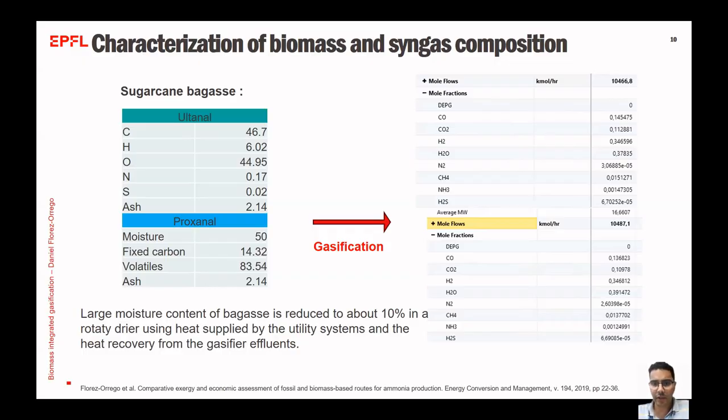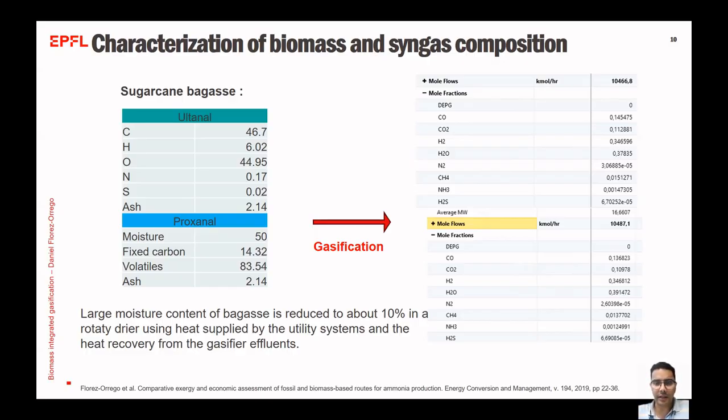In the case of the proximate composition, we characterize the moisture, the fixed carbon, the volatiles, and the ashes that are present in the biomass. In this way, when we are going to simulate biomass gasification, we can perform atomic balances, and then we can determine as well, by using some correlations, how much syngas is produced, and also what the composition of this syngas is.